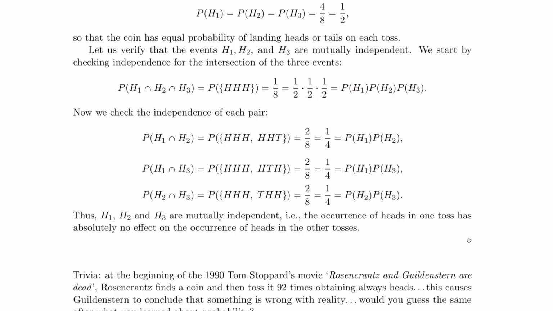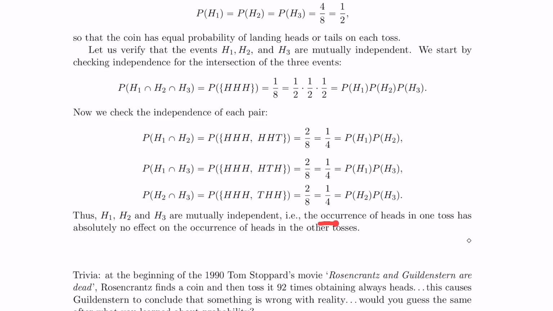Now, regarding the pairwise independence, we have that this intersection is reduced to these 2 outcomes, and so the probability is 2 divided by 8, that is 1/4, which is the same as multiplying together the probability of H1 and H2. You can check that this is verified also for the other 2 pairs, and so we get that H1, H2, and H3 are mutually independent events.